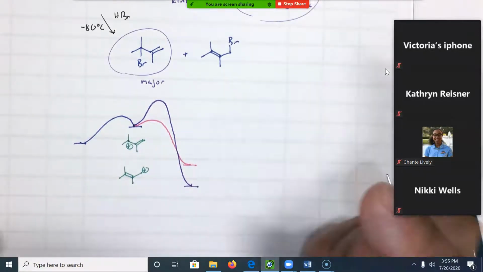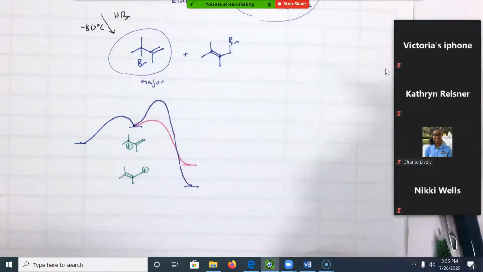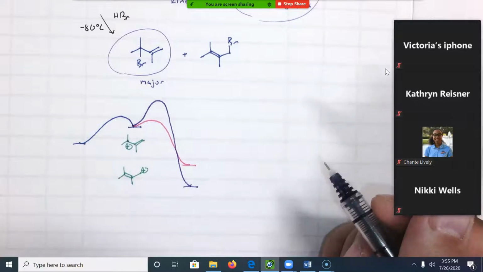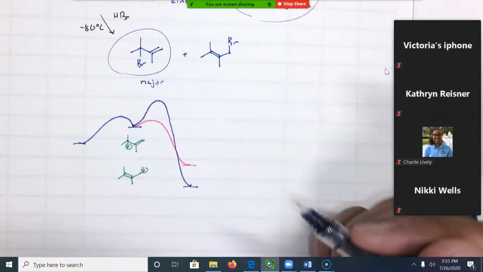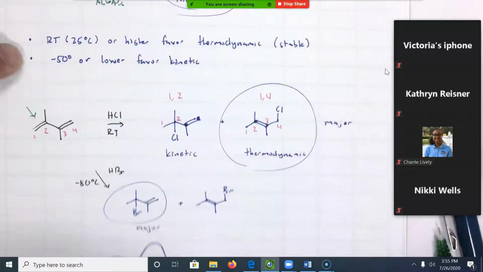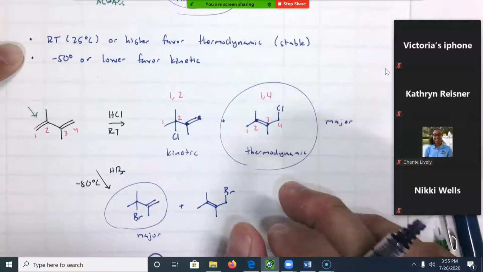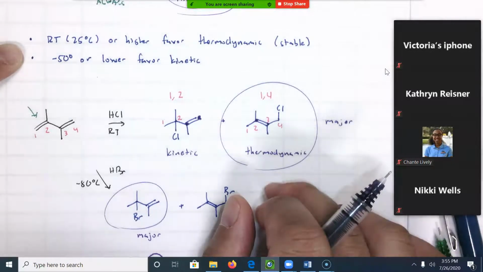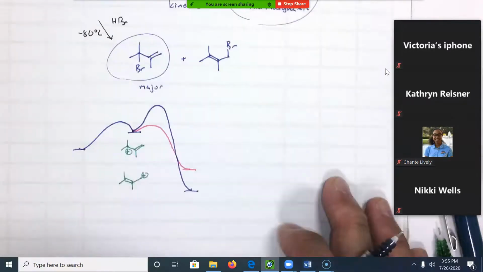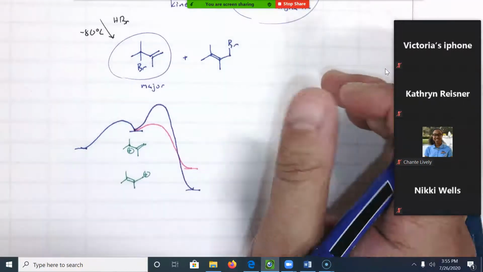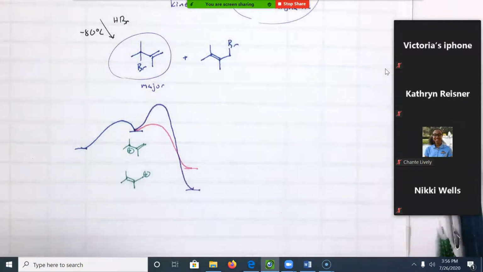Which color represents the pathway of the kinetic? Which color represents the pathway of the thermodynamic? Did I say that right? One is the kinetic pathway and one is the thermodynamic pathway. Think about your temperatures and think about your products. One is made faster, one is more stable. So what do you think is faster? The pink line or the purple line?